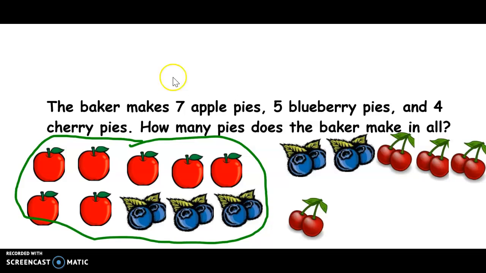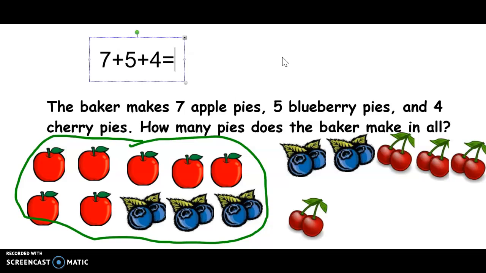Let's make our equation. So we have to take all the pies, take that number from each pie, add them up. So 7 apple and 5 blueberry and 4 cherry equals... okay? So again, you can use whatever strategy you want.